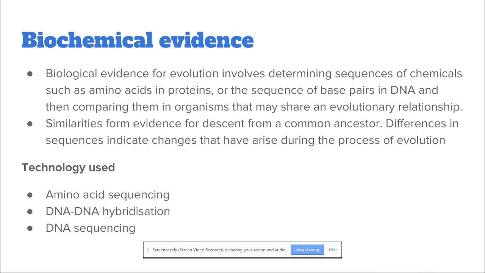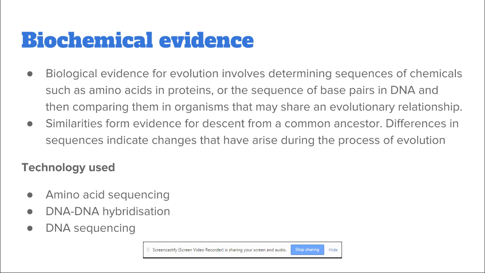And the fifth one is biochemical evidence, and this biological evidence of evolution involves looking at DNA or amino acids in proteins, sequencing base pairs, and comparing them to see whether organisms may share an evolutionary relationship. Differences in sequences can indicate changes that arose during the process of evolution, and sometimes this allows us to in fact change relationships which we once thought we knew, because we now have this biochemical evidence.